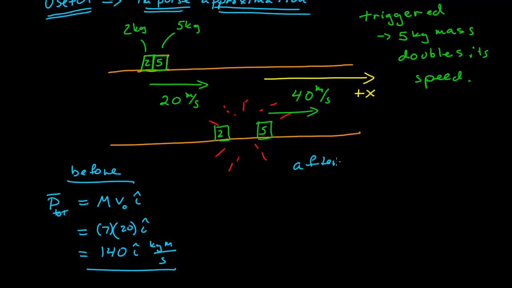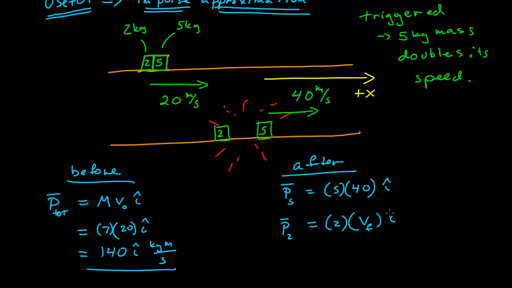Okay, so after the explosion, we had the momentum of the 5 kilogram mass. Well, that's equal to its mass times its velocity, which is now 40, in the i-hat direction. My pen's getting carried away with me here. And so then the 2 kilogram mass has a momentum, and that's what we're trying to find. Also, everything's along the x direction. And so the sum of these two, if momentum is conserved, is equal to the initial momentum. So this final momentum then is 200 plus 2 v final, all in the i-hat direction.